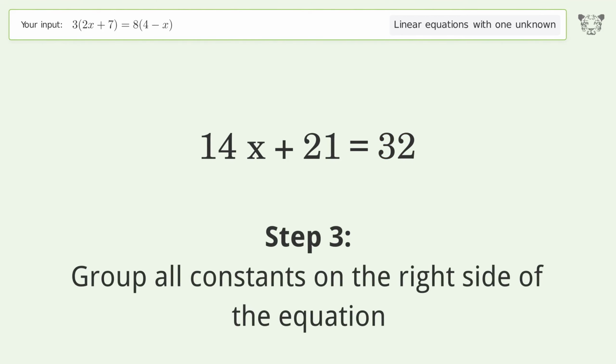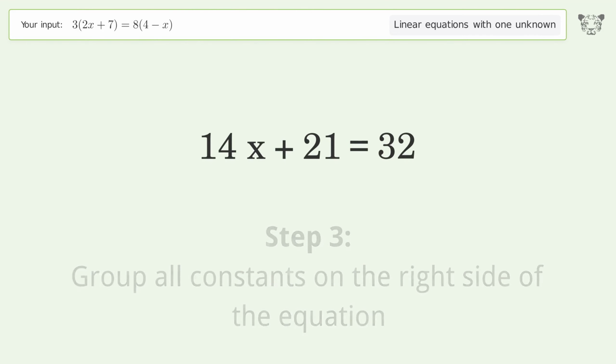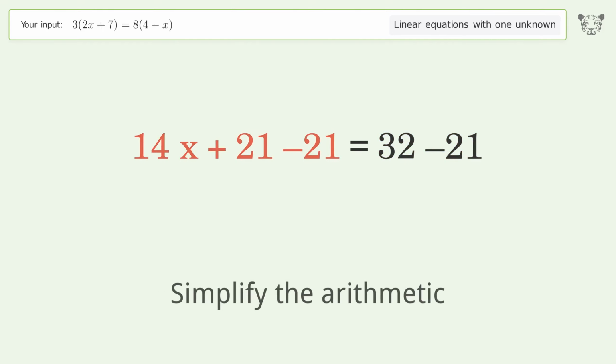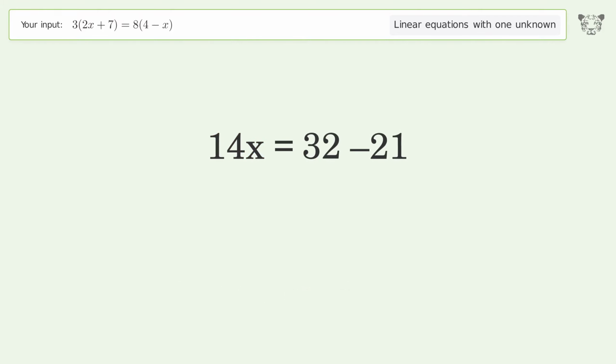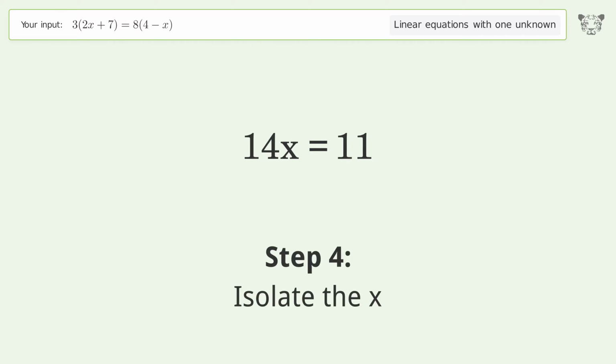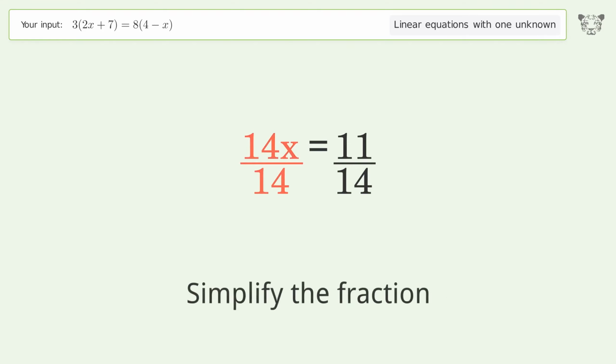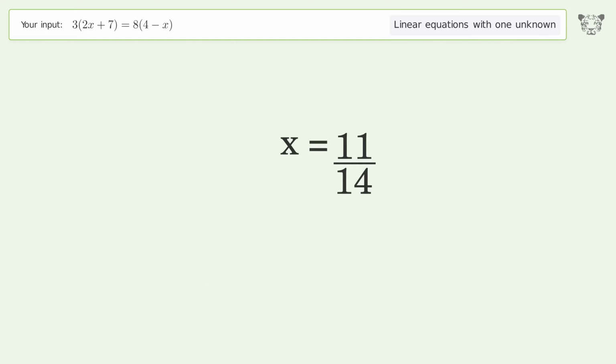Group all constants on the right side of the equation. Subtract 21 from both sides. Simplify the arithmetic. Isolate the x. Divide both sides by 14. Simplify the fraction. And so the final result is x equals 11 over 14.